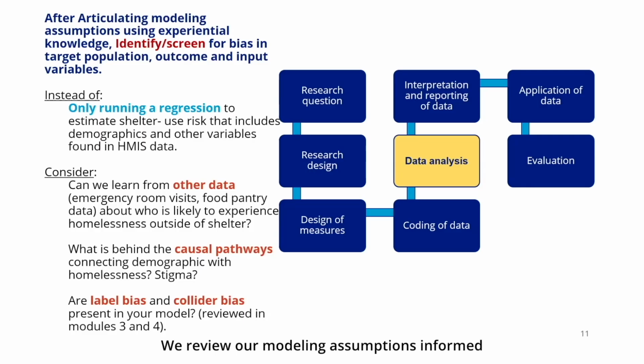We review our modeling assumptions informed by historical and experiential knowledge, articulated or made explicit in a causal graph to guide our analytics. We also identify or screen for bias in the target population, the outcome variables, and the input variables. So instead of only running a regression to estimate shelter use risk that includes demographics and other variables found in administrative data, we might want to consider checking the causal pathways that link variables, demographic variables and others, with homelessness, and point to the insights of data chat participants in reference to stigma and discrimination.